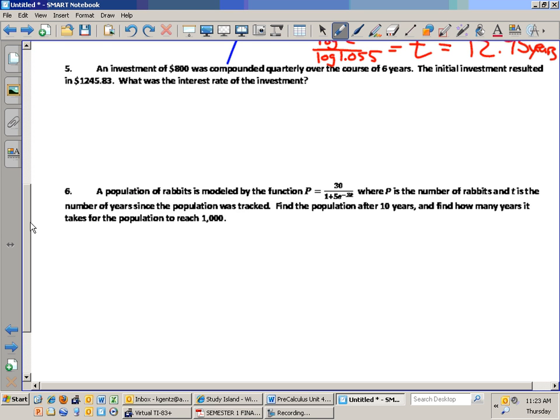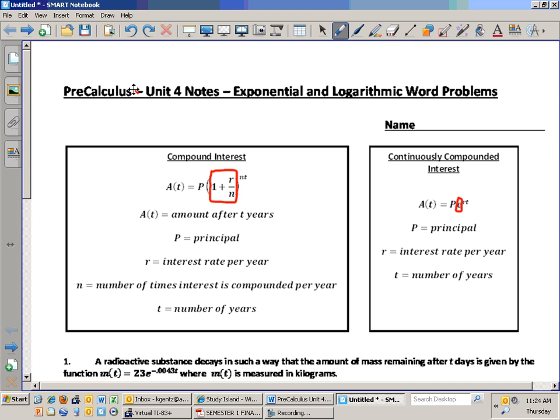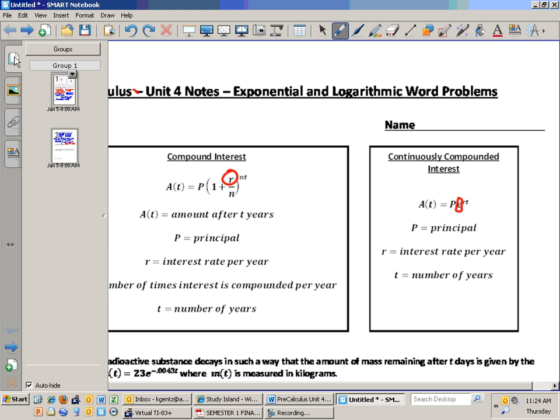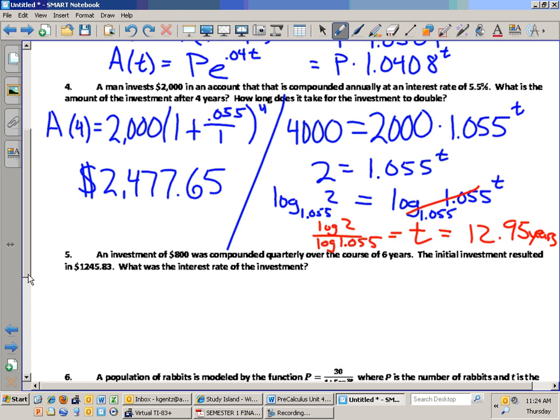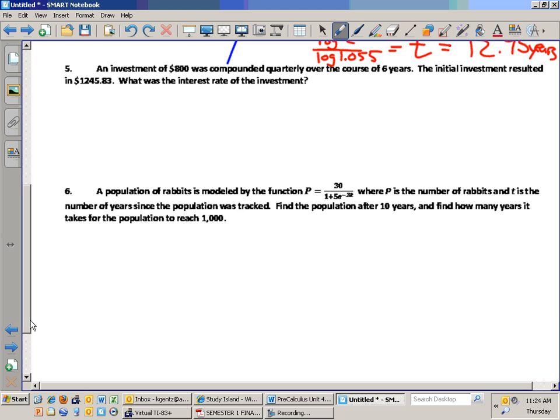Okay. All right. Little bit more difficult problem. An investment of 800 was compounded quarterly over the course of 6 years. The initial investment resulted in $1,245.83. What was the interest rate of the investment? Oh boy. What am I trying to solve for? The rate. I'm trying to solve for this part right here. I don't know that, so that's what I have to solve for. We can do this. What's my amount?